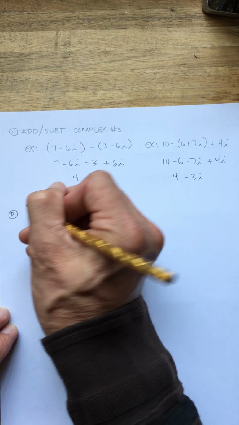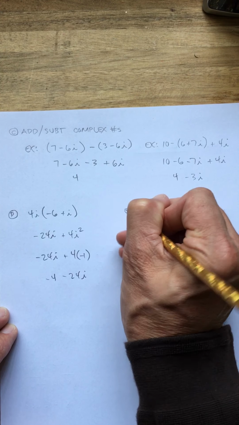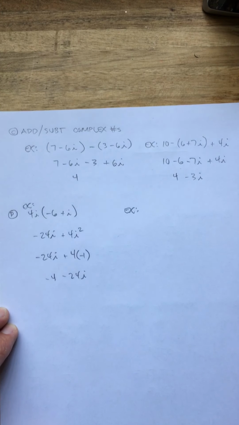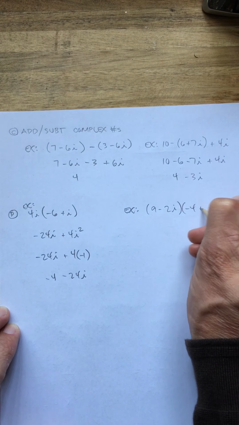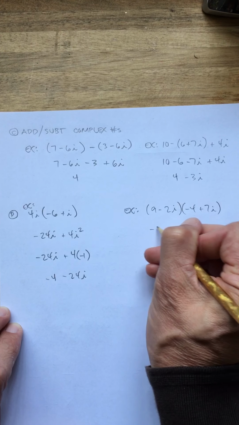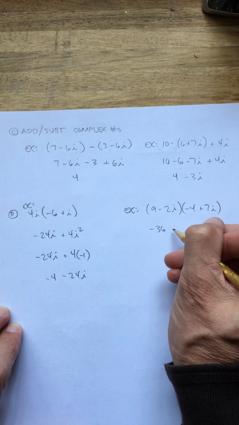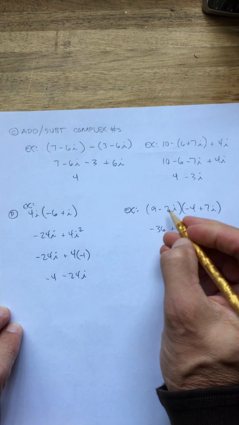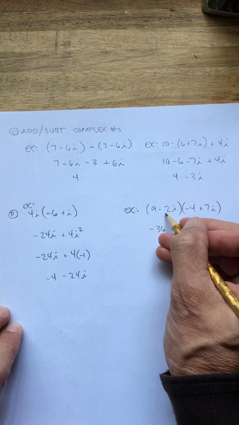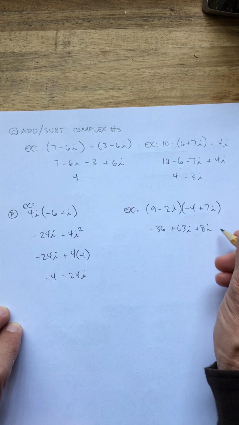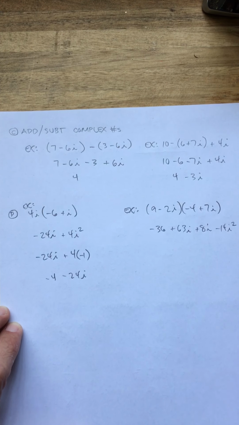Let's do one more of those. Let's try, how about this? 9 minus 2i times negative 4 plus 7i. Okay, so this is FOIL. 9 times negative 4 is negative 36. 9 times 7i, okay, is plus 63i. Negative 2i times negative 4 is positive 8i. Okay, and negative 2i times positive 7i is negative 14i squared.